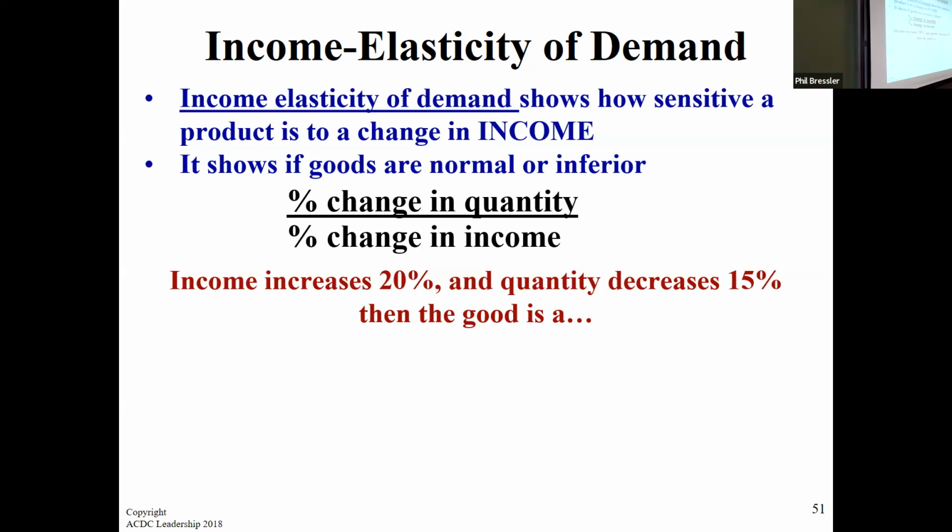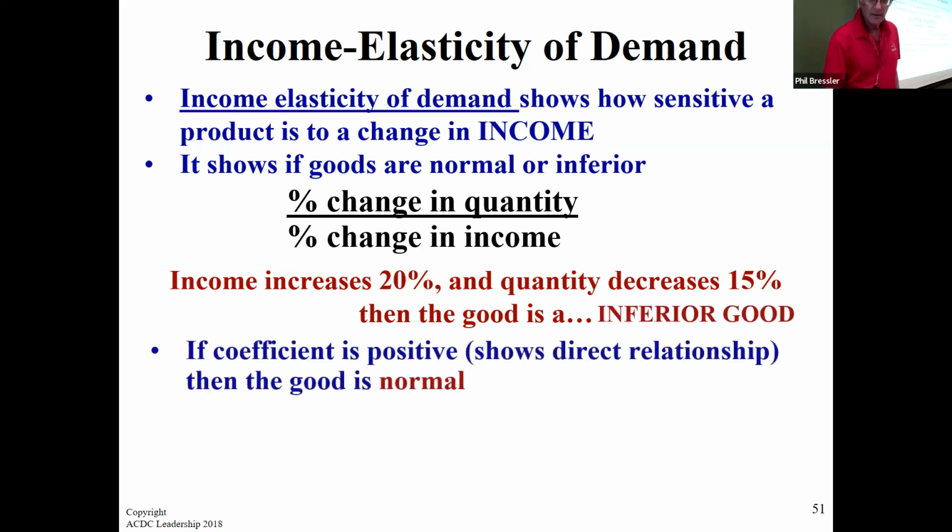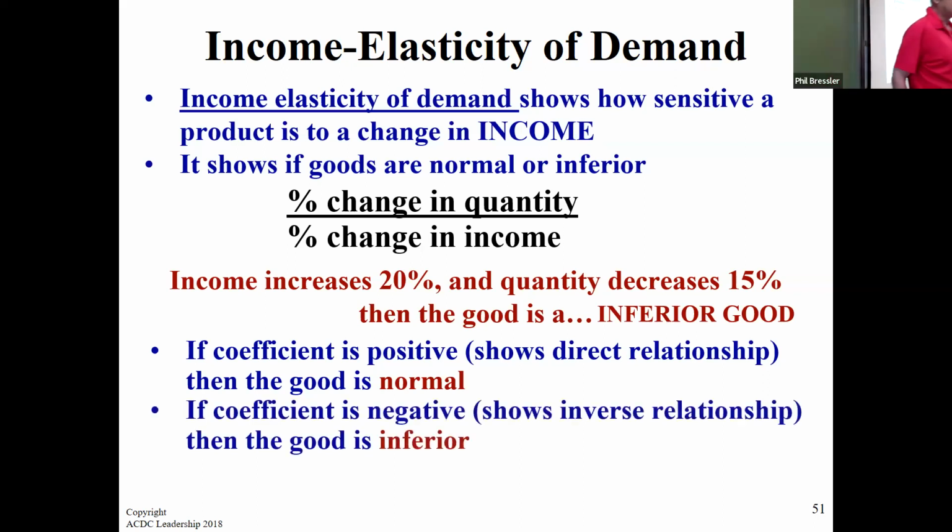All right, Barack. Income increases by 20%. Quantity decreases by 15%. What type of good is it? I think it'd be inferior. And inferior, right? Because income's up and quantity is down, so that's an inferior good. If the coefficient is positive, then it's a normal good. If the coefficient's negative, it's an inferior.